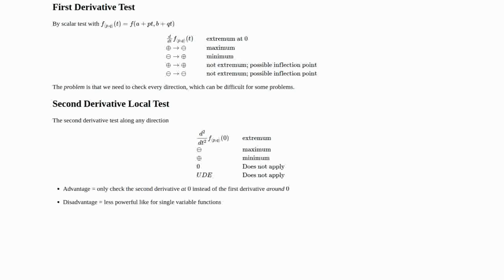So the advantage of this test is you only have to test the second derivative at 0 instead of the first derivative around 0, which is a big difference because you have to look at every direction. The disadvantage is it's less powerful than the first derivative test, just like the single variable case.